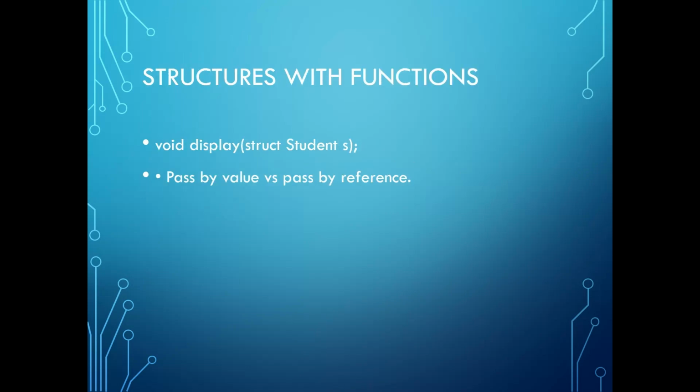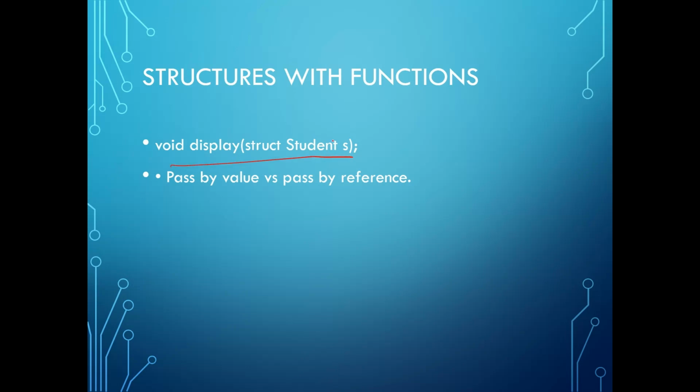Structures with functions. A structure can also be passed to functions. There are two ways, by value and by reference. So how by value and by reference? By value, a copy is sent to the function, the original doesn't change. By reference, we send the address using a pointer. The function can modify the original here.